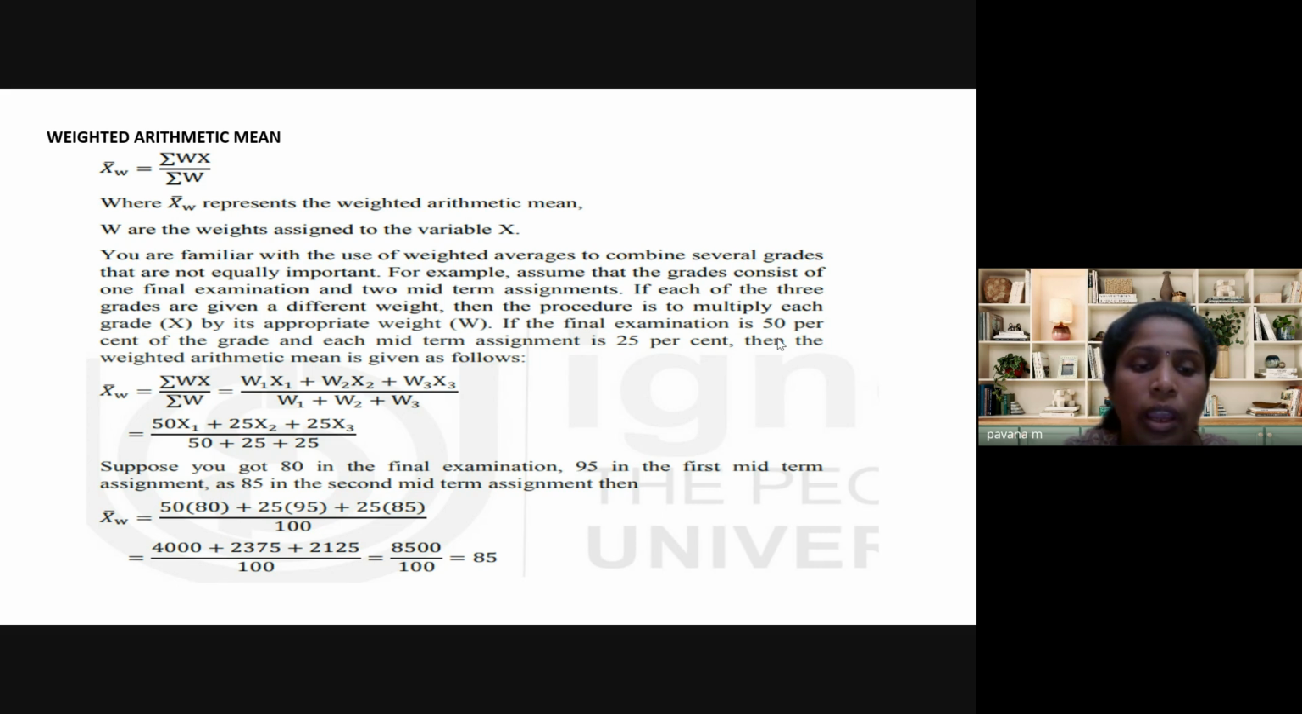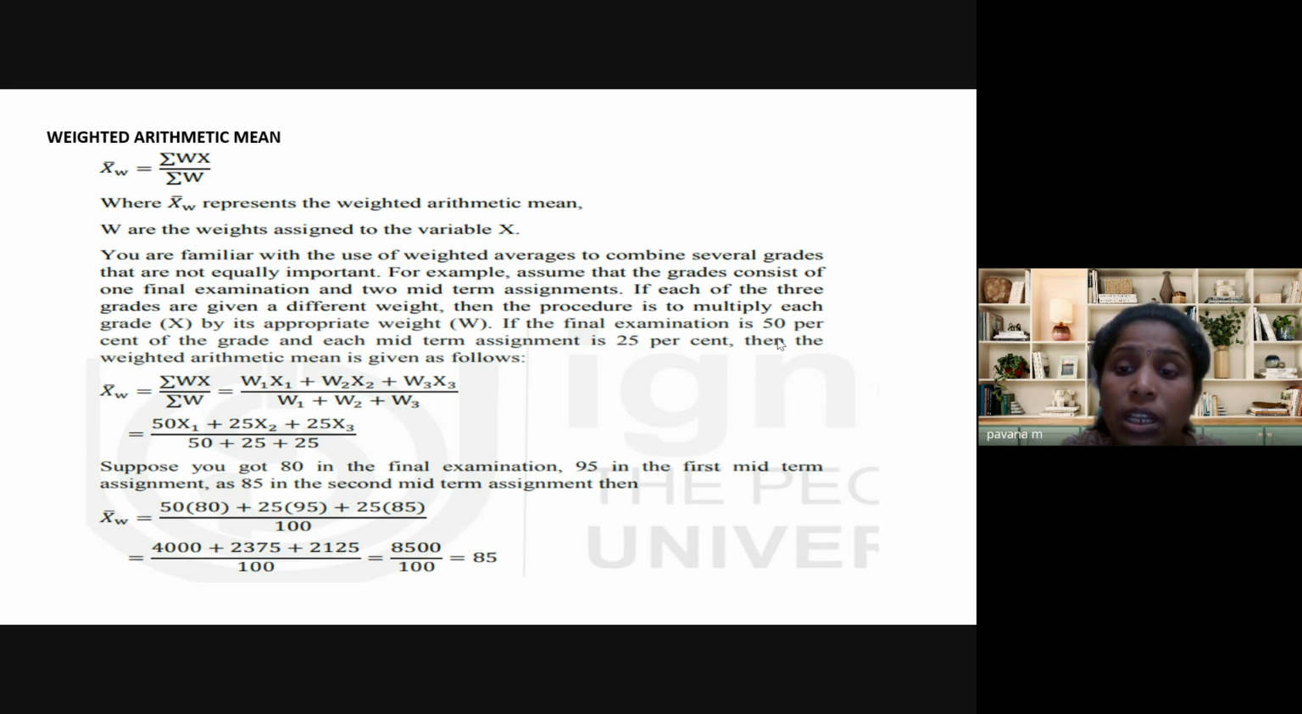Okay, so here we have considered final exams. For final exams we have given 50% weightage, so 50 into x1 plus w2 x2, where for the first mid assignment we have given 25%, so 25 into x2, plus w3 x3, where for the second internal exam also we have given a weightage of 25%. So 25 into x3, divided by w1 plus w2 plus w3, that means the weightages 50 plus 25 plus 25.